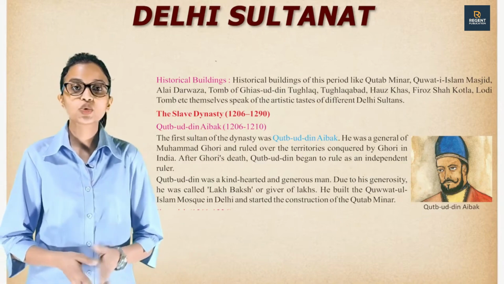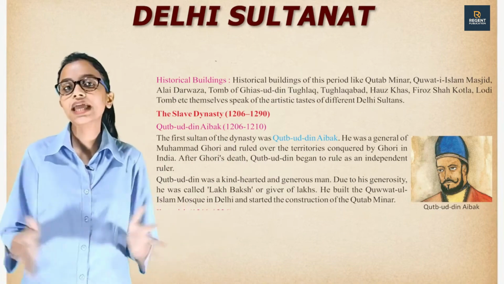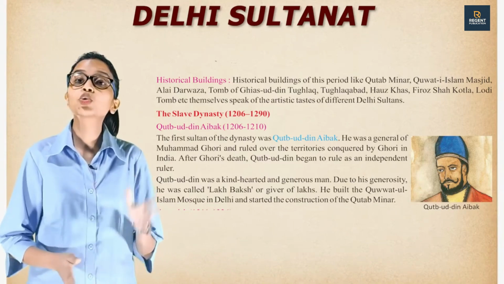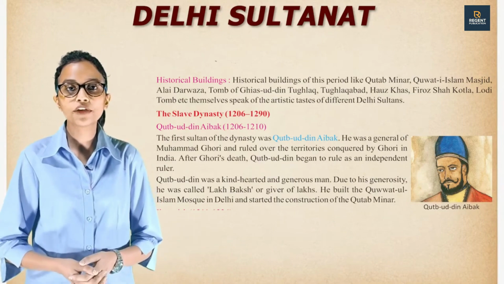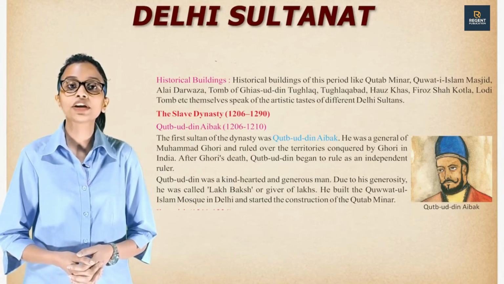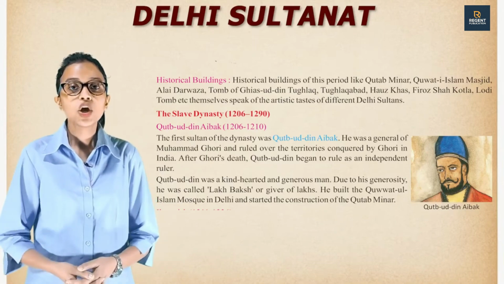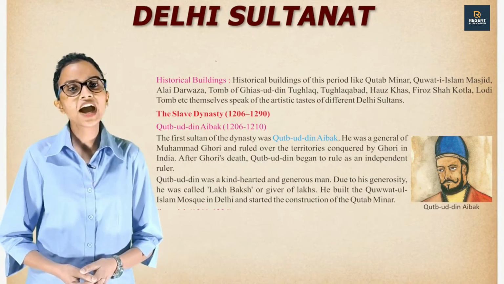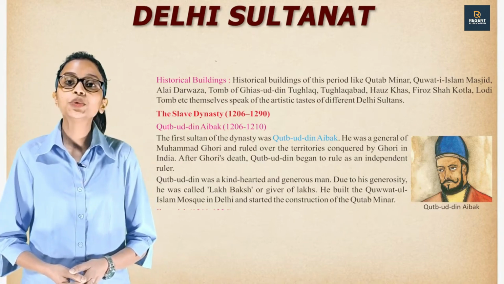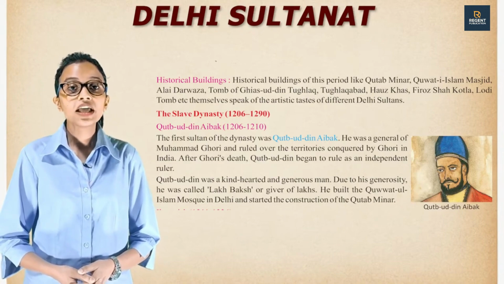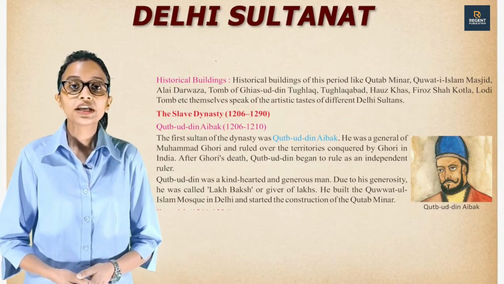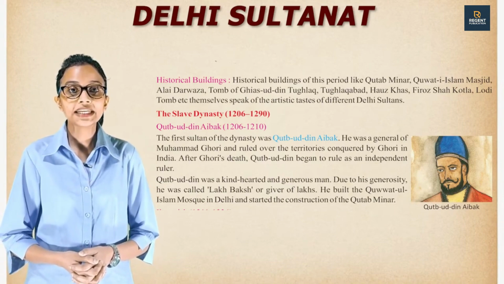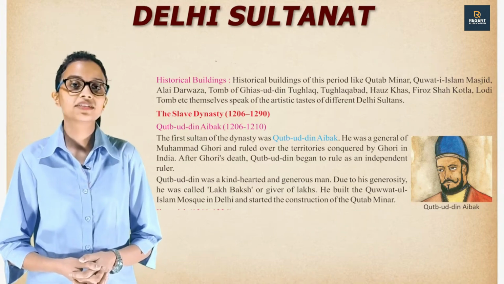The Slave dynasty 1206 to 1290, Qutubuddin Aibak 1206 to 1210. The first sultan of the dynasty was Qutubuddin Aibak. He was a general of Muhammad Ghori and ruled over the territories conquered by Ghori in India. After Ghori's death, Qutubuddin began to rule as an independent ruler. Qutubuddin was a kind-hearted and generous man. Due to his generosity, he was called Lakh Baksh or giver of lakhs. He built the Quwat-ul Islam Mosque in Delhi and started the construction of the Qutub Minar.